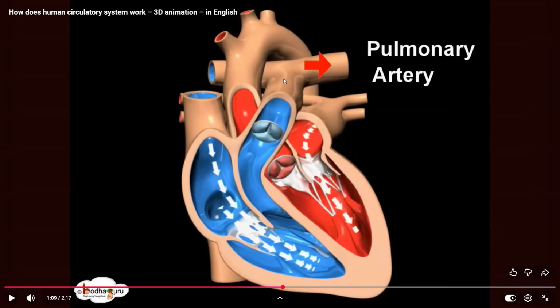This vessel is what? Pulmonary artery. So pulmonary artery, can you see here? Tricuspid valve is there. This is the tricuspid valve.